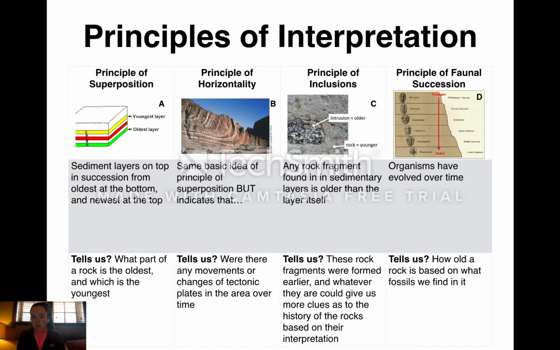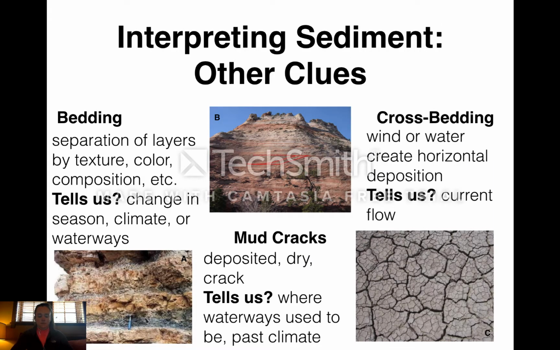As you can see in the photo in that column, they have used fossils over time to pinpoint when different parts of the rock structure were created, if they were created in maybe different time periods or different ages. So in addition to the principles, we have a few other clues we can use to tell us about sedimentary rocks.